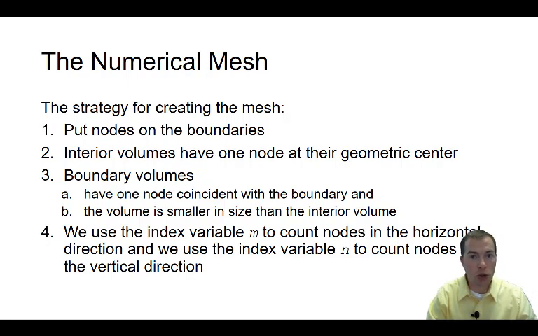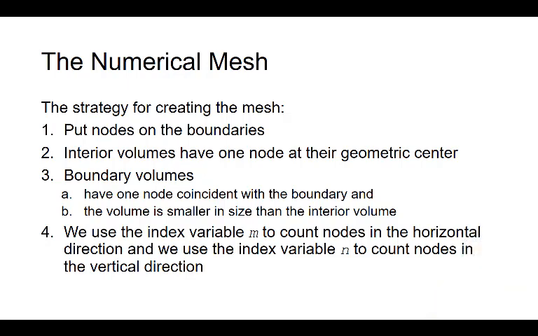Interior volumes will feature 1 node at their geometric center. Boundary volumes have 1 node coincident with the boundary, and the volume is smaller in size than an interior volume. We have seen this in the previous examples of the meshes. Volumes on the boundary nodes are smaller than volumes associated with interior nodes.